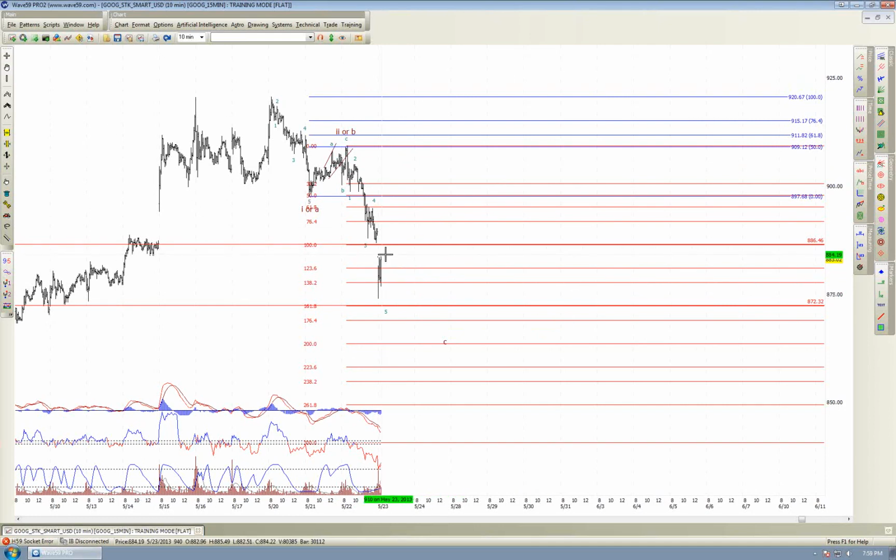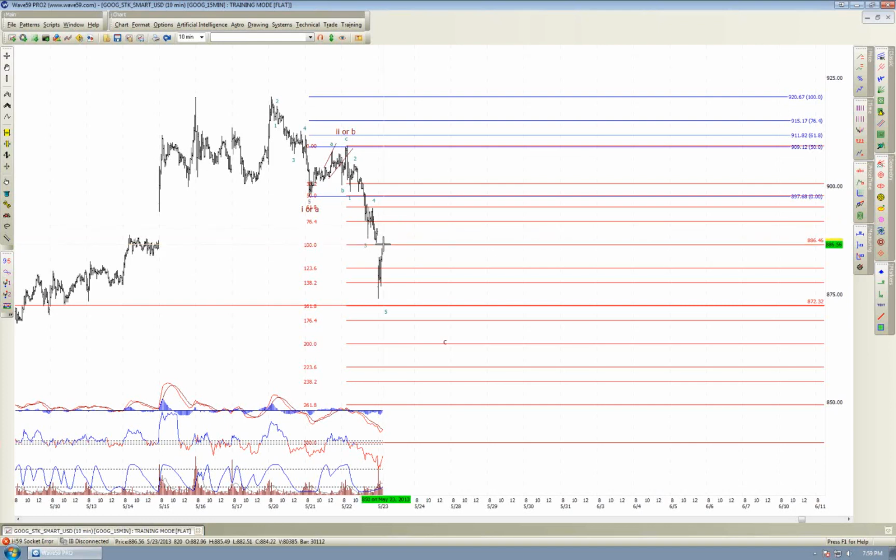So we get kind of a half gap fill here. Remember that gaps don't necessarily always get filled completely. Some get filled halfway, and that's enough to satisfy as a gap fill. Coming back up a little more to, looks like, fill all of the gap. But our first area of resistance is going to be where the gap started, as well as this 1.0 extension here. So let's see if it acts as resistance or not.